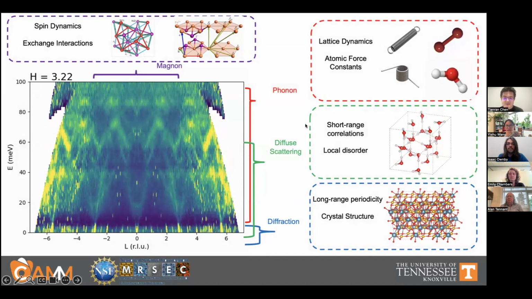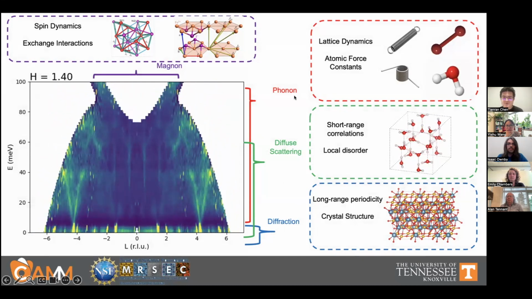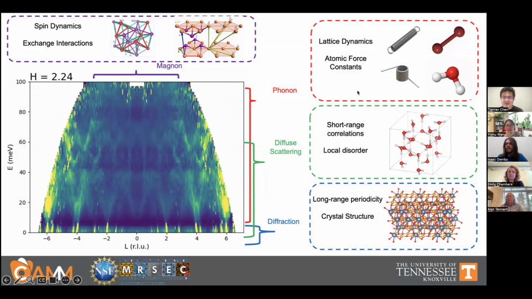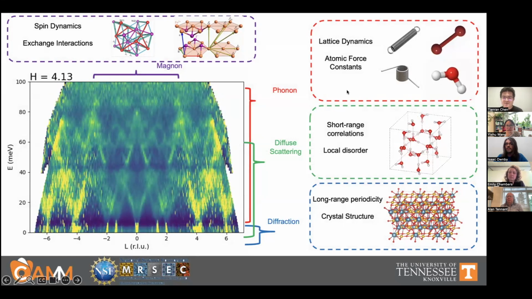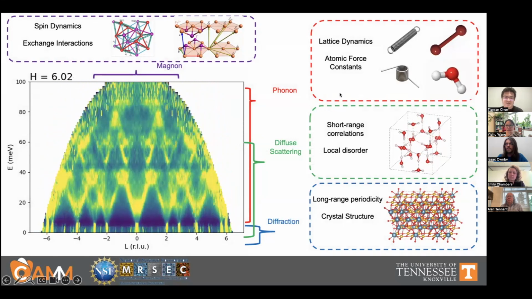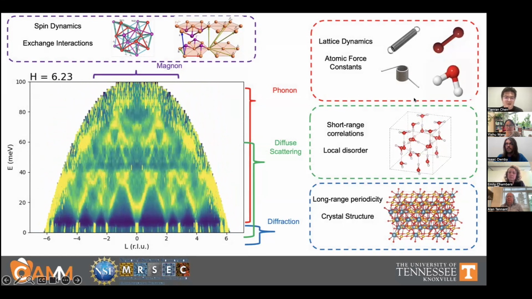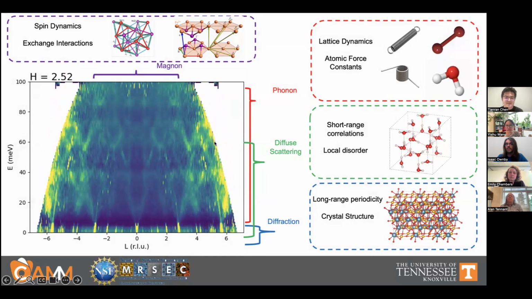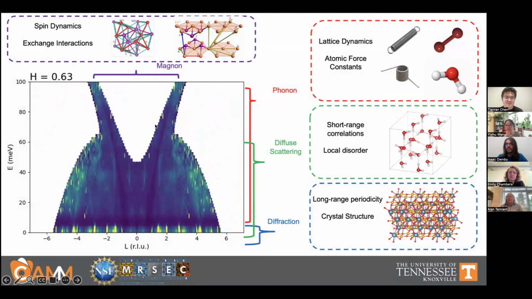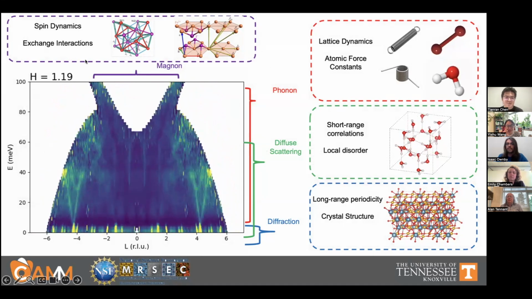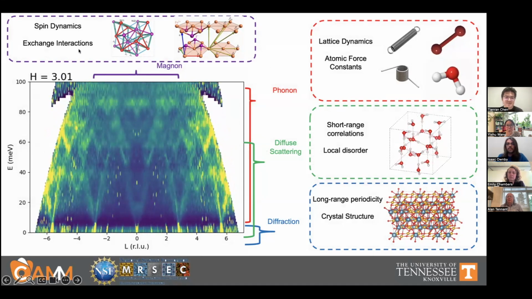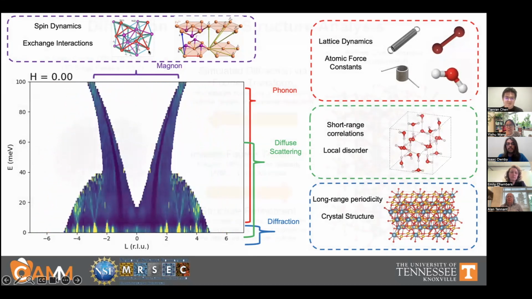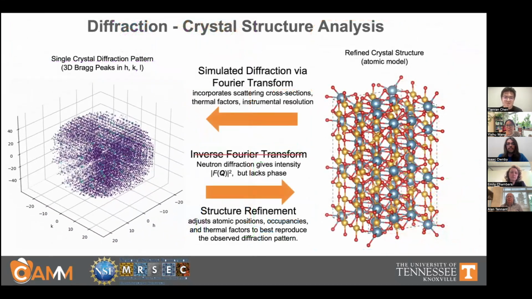In the inelastic channel, you can observe the phonons that reflect the lattice dynamics, and they can be modeled by the atomic force constants. And if the system has some kind of unpaired spins, we can observe magnetic excitations and magnetic Bragg peaks. We use a spin model with exchange interactions to do that calculation. So let's begin with the diffraction.